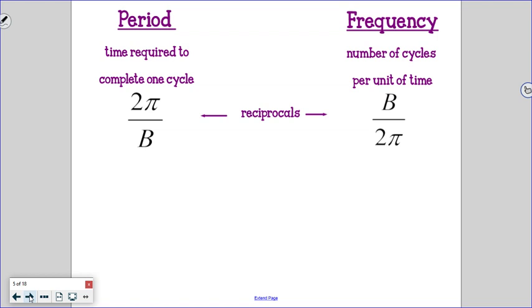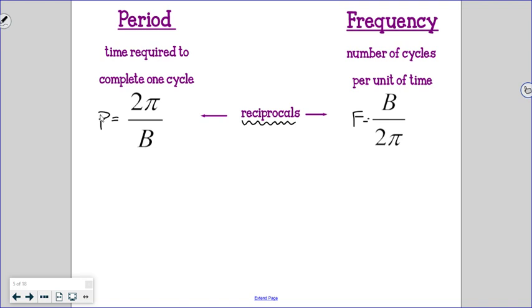The formula for period, which we are very familiar with, is 2 pi over b. Well, if they are reciprocals of each other, that means the formula for frequency is b divided by 2 pi. I don't think it's worth memorizing new formulas. So I will run everything through this side because this is the side we know, and just remember that the reciprocal of period is frequency.